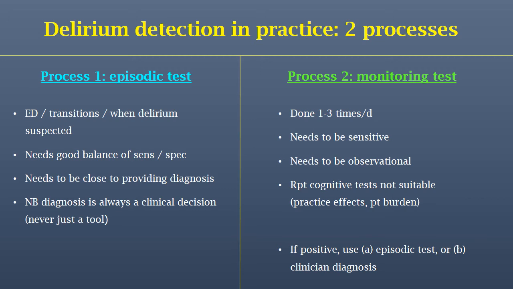Such a test, I think, does need to be sensitive, and I think in general has to be observational rather than involving a long kind of interview type or cognitive test type process. Also, I think if it's positive, it would then need to lead to some kind of test or process whereby a more detailed assessment is done to determine if somebody has delirium. And this could be an episodic test with good sensitivity and specificity, or a clinician diagnosis.